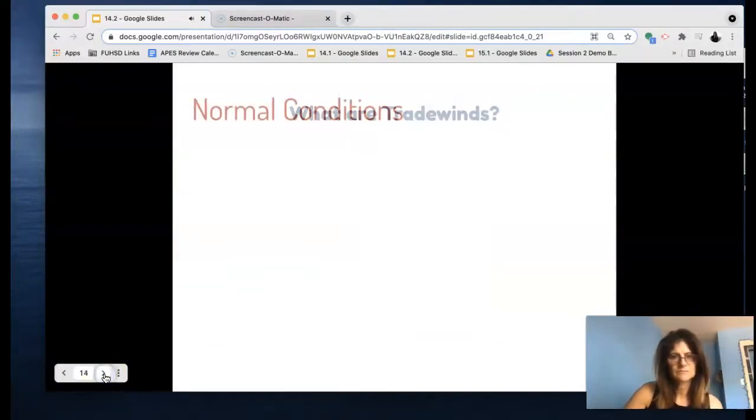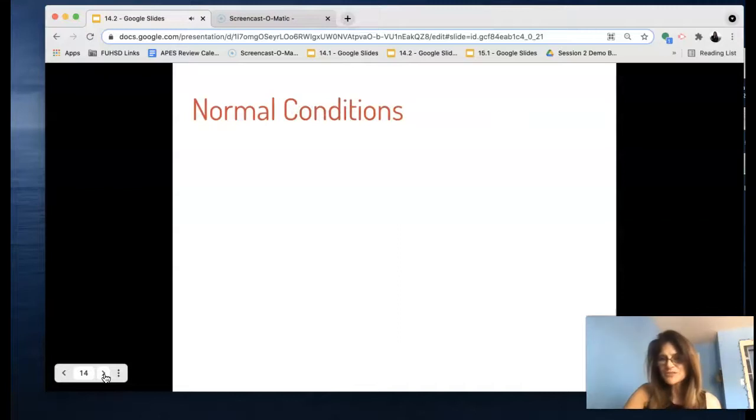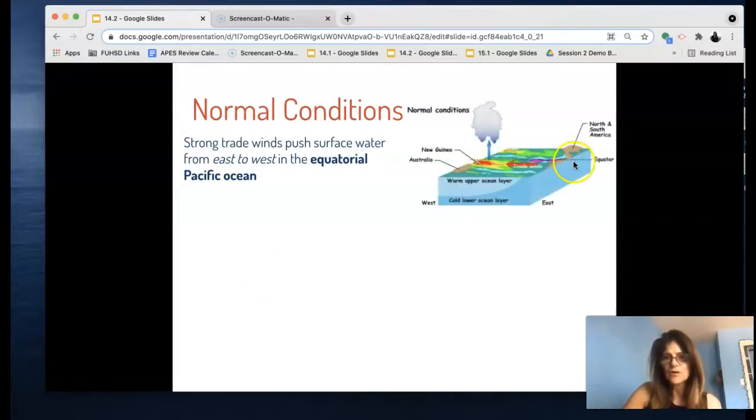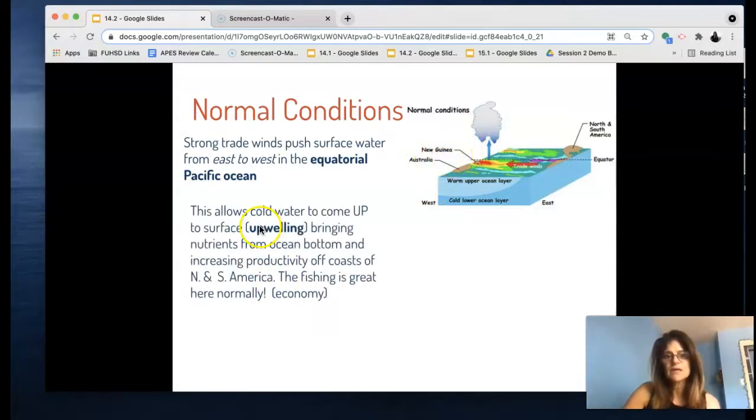So first let's understand normal conditions. Normally, we have very strong trade winds that are pushing surface water from east to west in the equatorial Pacific Ocean. So what that means is from North and South America across the Pacific Ocean towards Southeast Asia and Australia. This is normal conditions. Now this allows something very important to happen, and it's called upwelling.